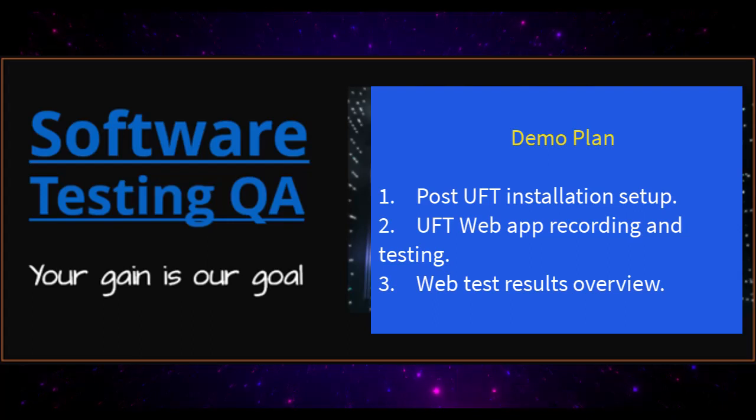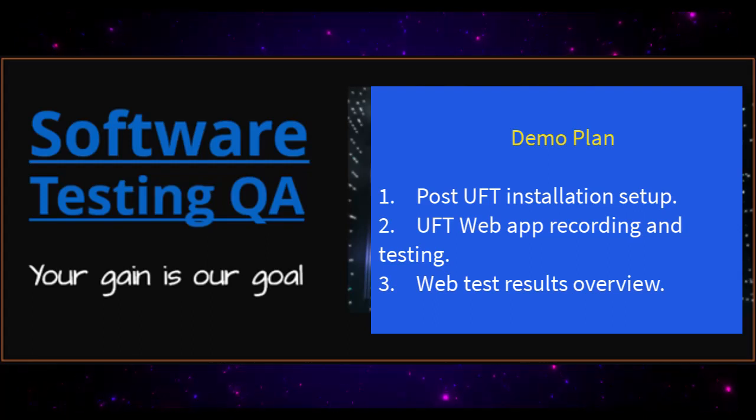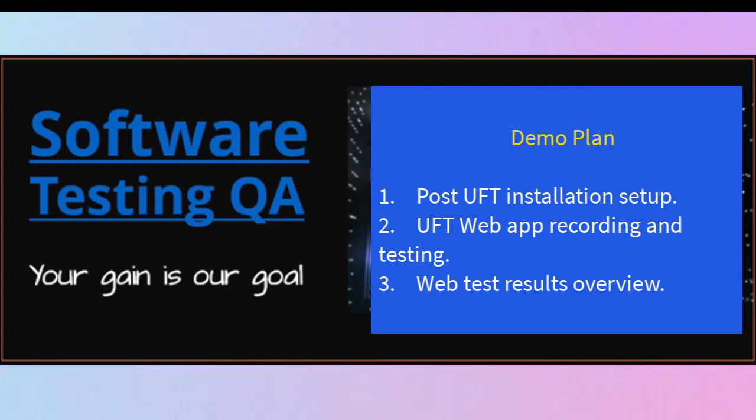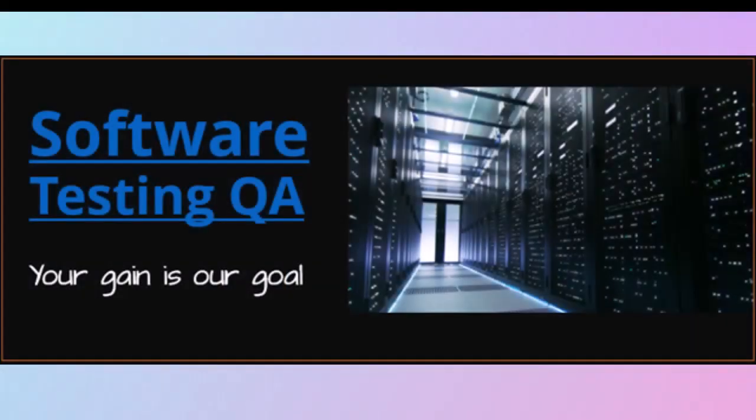In this video, I want to proceed on with demonstrating two scripts generated to test navigating through a web application called Advantage Online Shopping. The app is designed to challenge a test tool like UFT. My plan in this demo is to briefly cover post-install setup requirements, walk through the UFT Web record and test processes. I also want to provide a brief overview of the UFT results report process.